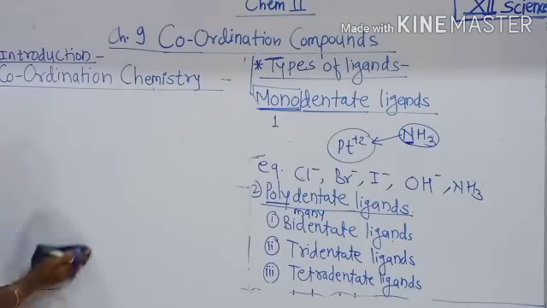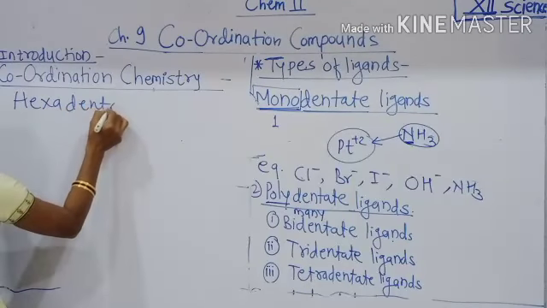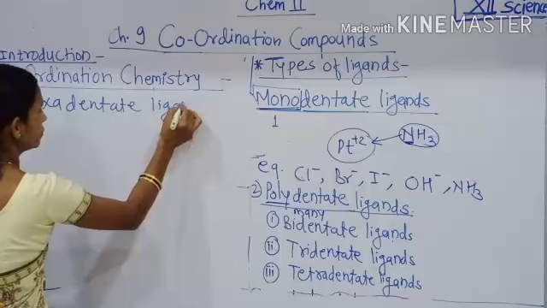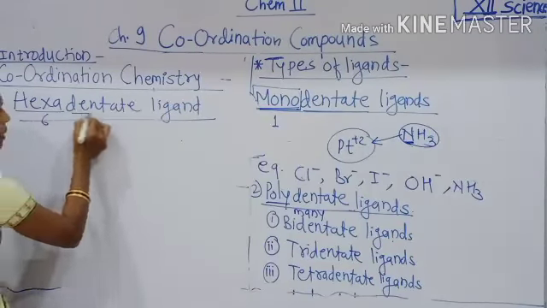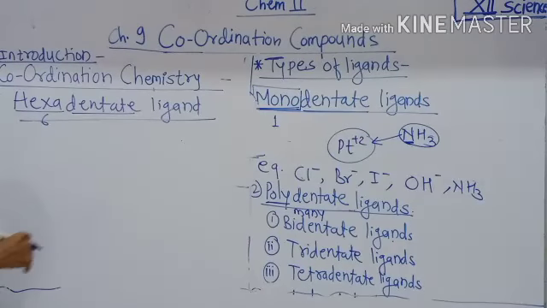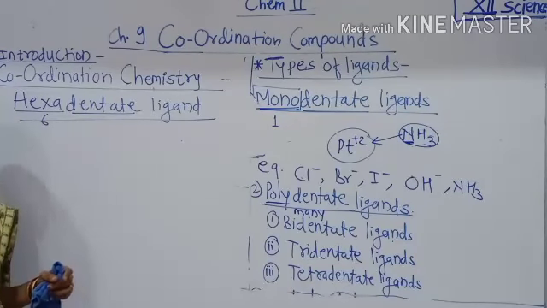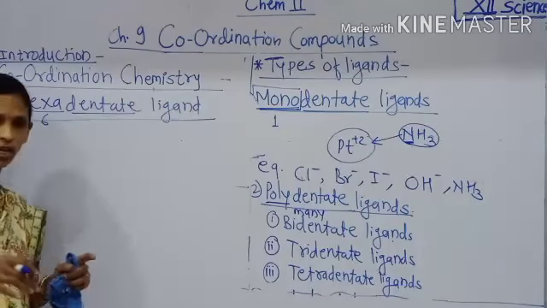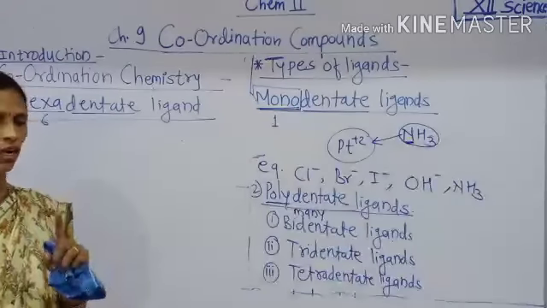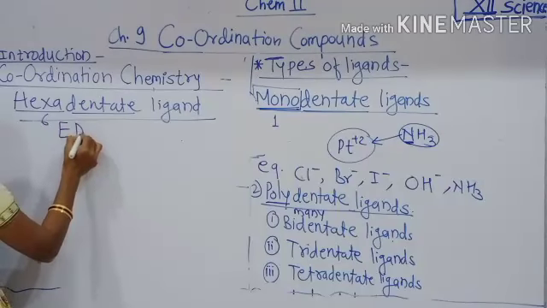Similarly, for one more type of polydentate ligand, we will discuss by taking one more example, that is hexadentate ligand. Hexadentate ligand, hexa means 6, that means these are ligands which are coordinated with the central metal ion through 6 points of attachment. That means there are 6 donor atoms coordinated with the central metal ion in the complex. An example of this type is EDTA.